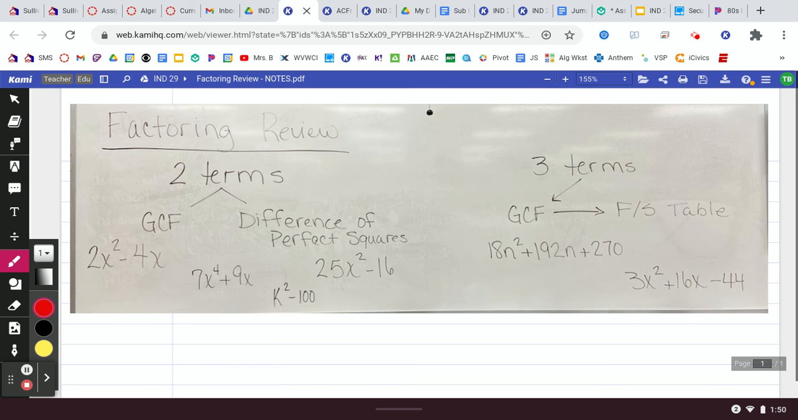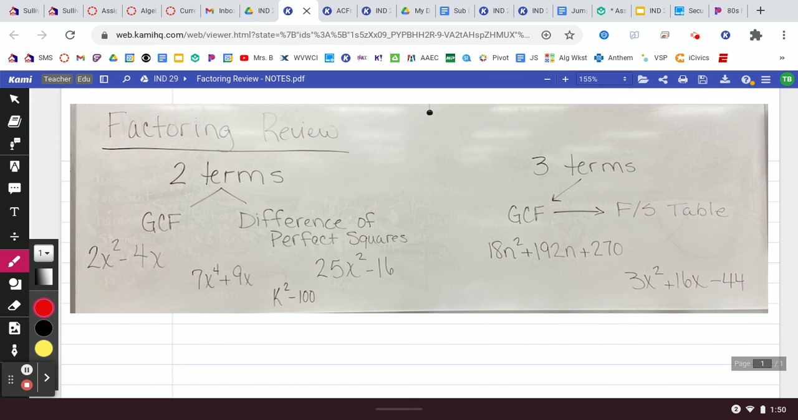So I wanted to do just a little bit of review, and there's a couple of different things you have to look at when you first look at a problem to factor it. First of all, is it 2 terms or 3 terms? If it's 2 terms, you have to think either greatest common factor or difference of perfect squares. That's your only option, okay? So if it's not a difference of perfect squares, you're going to for sure do greatest common factor.